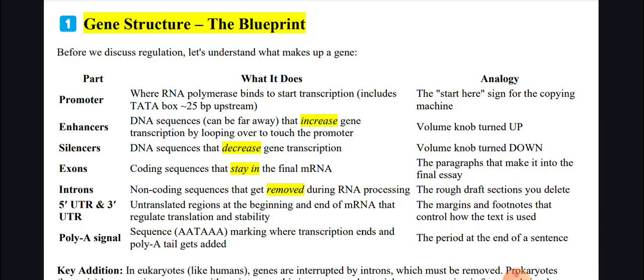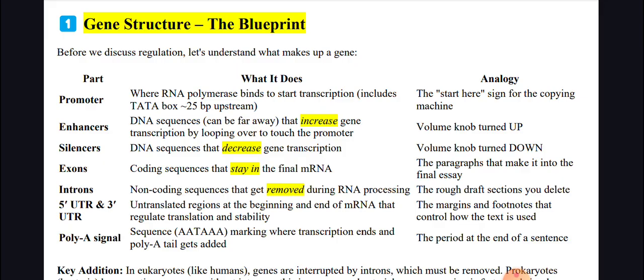Okay, the most crucial starting point is the promoter. Think of it as the big flashing start transcription here sign for RNA polymerase, the copying enzyme. It sits just upstream, just before the gene actually starts. And very often it includes that famous sequence, the TATA box, usually about maybe 25 base pairs upstream. That's a critical landing pad for the basic machinery.